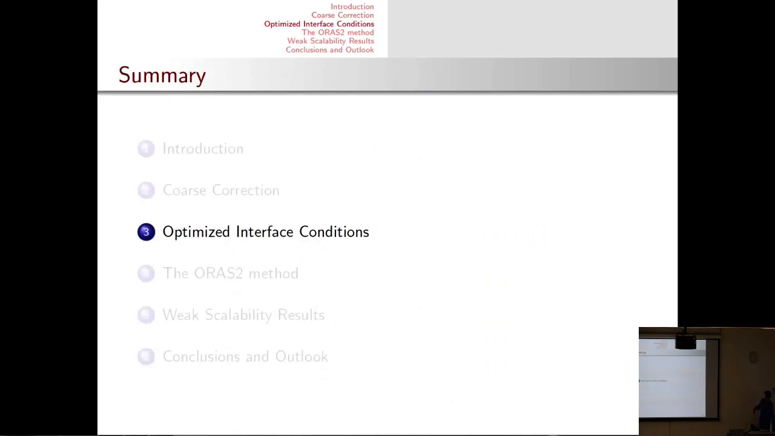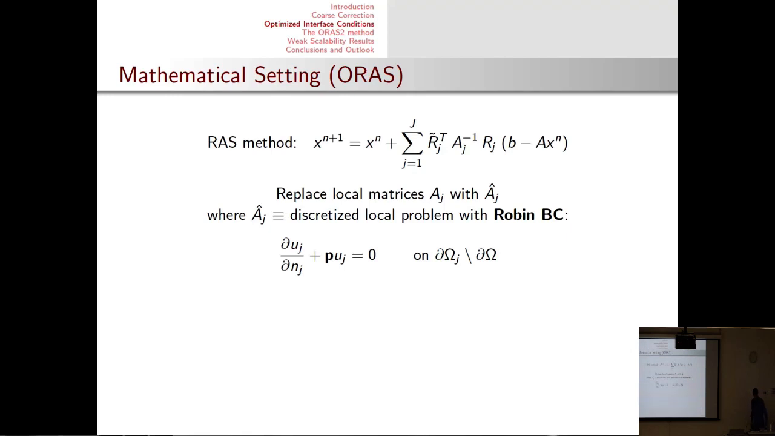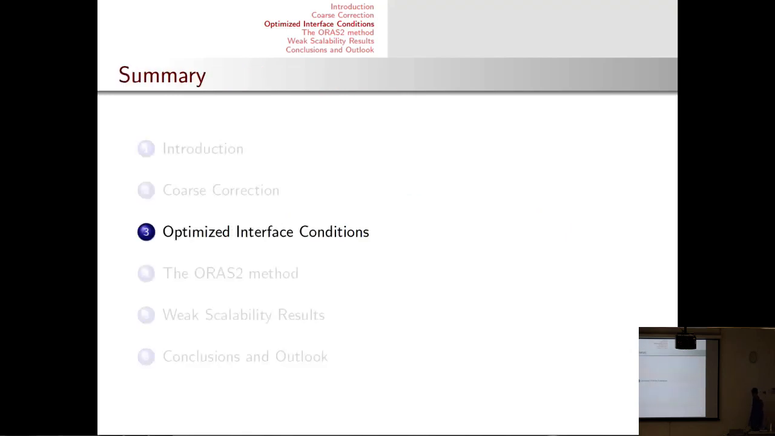So now the second improvement is the optimized interface conditions. So what is the idea here? So far, at the interfaces between subdomains, we have been exchanging the values between one subdomain and the neighboring subdomains. And so the idea here is, on top of just the values, we can also exchange derivatives of these values and combine both, and we then obtain a so-called Robin interface condition. That's what we are going to do here.